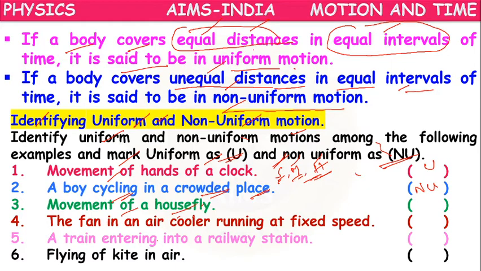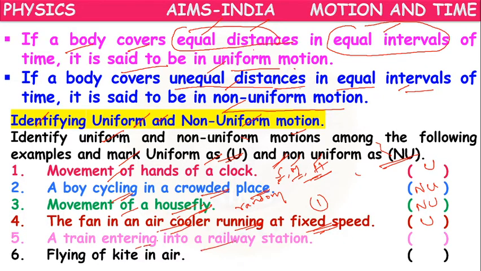Movement of a housefly. You might have observed the movement of houseflies. They move in all random directions. Their movement is also non-uniform. The fan in an air cooler running at fixed speed: for your air cooler, you can change the speed 1, 2, 3, 4 like that, but as long as it is on one particular fixed speed, its movement will be constant. So it's uniform motion.